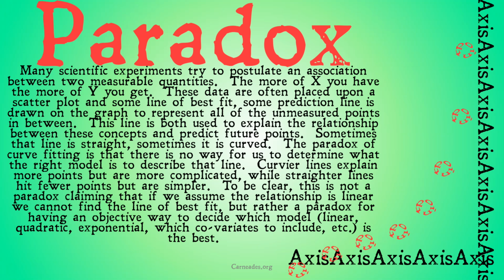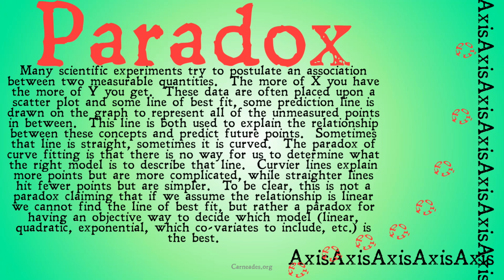Let's take a look. So, many scientific experiments try to postulate an association between two measurable quantities. The more of X you have, the more of Y you will get. These data are often placed upon a scatter plot, and some line of best fit, some prediction line, is drawn on the graph to represent all of the unmeasured points in between.